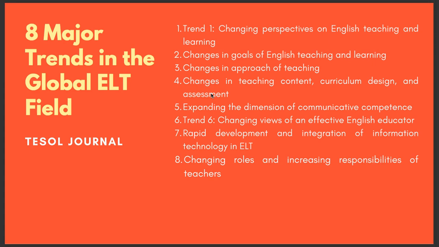Number 2, changes in goals of English teaching and learning. Dulu tujuan belajar bahasa Inggris itu yang penting bisa ngomong. But now it turns into various goals. Misalnya, to be able to adapt with different cultures, to be able to construct autonomous learning, bisa belajar mandiri gitu.